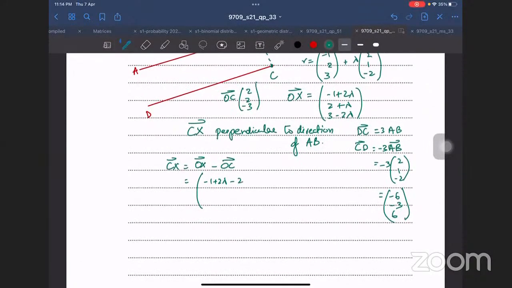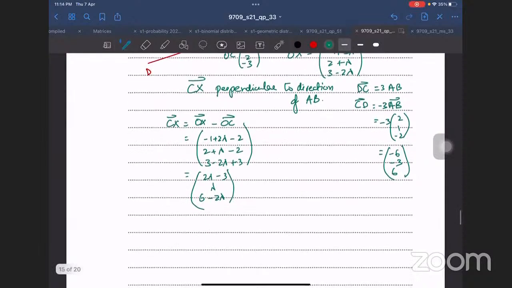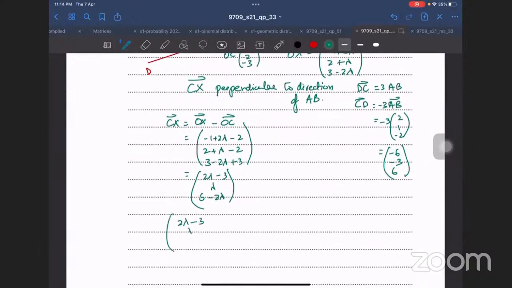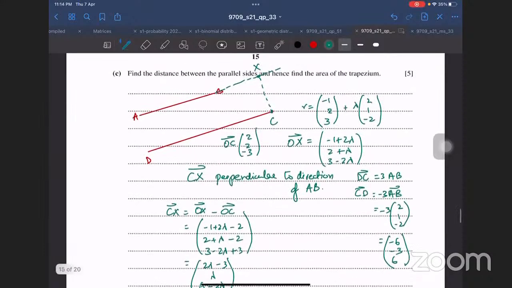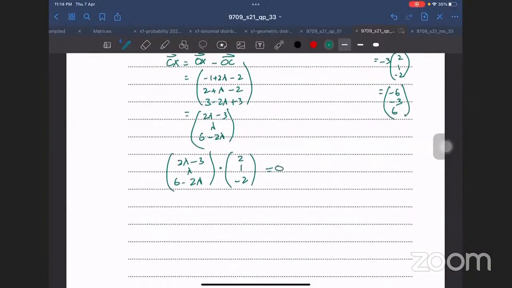So OX minus OC, 2 plus lambda minus OC, and 3 minus 2 lambda plus 3. Okay, I get 2 lambda minus 3, lambda, and 6 minus 2 lambda. So CX has to be perpendicular to AB, which is 2, 1, minus 2. So AB dot CX equals 0. So 4 lambda minus 6 plus lambda minus 12 plus 4 lambda equals 0. I get 9 lambda equals 18, lambda equals 2.